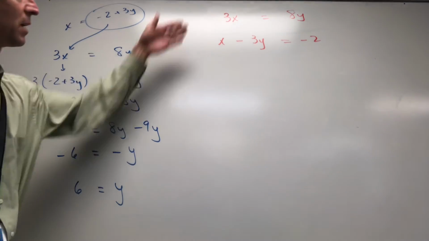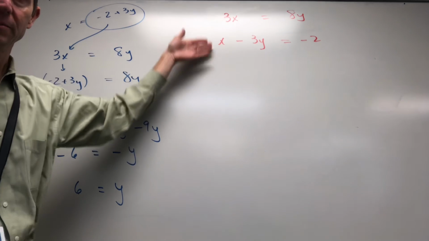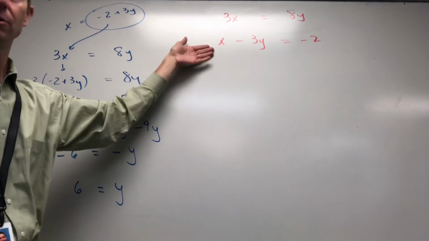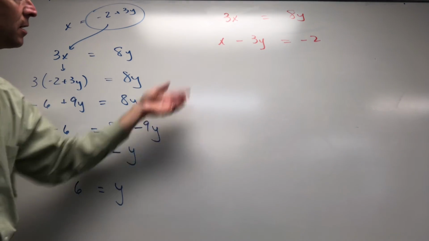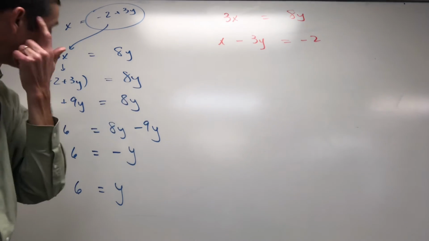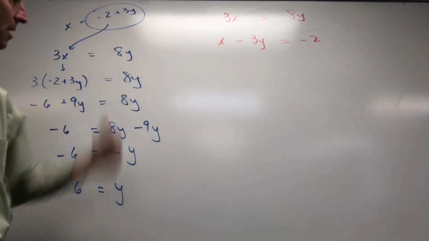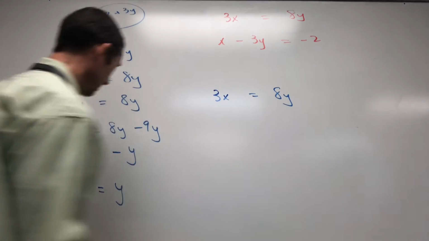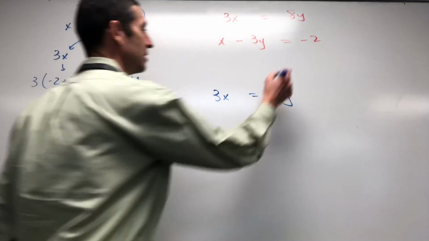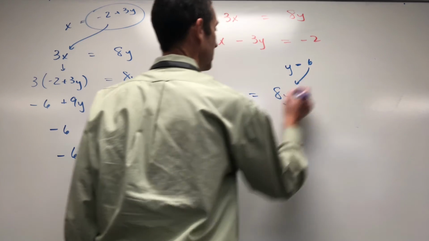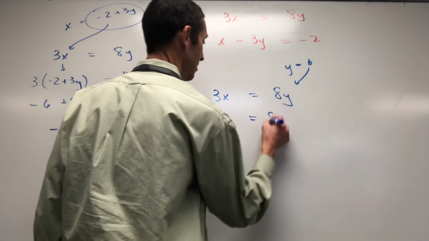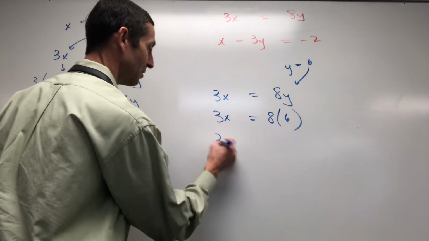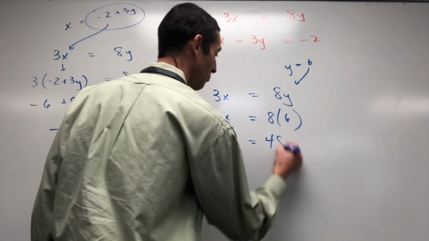So from here we go back to the beginning, and I just get to pick an easy equation to work with. You can pick the top one or the bottom one. Let's just pick the top one. Why not? 3x equals 8y. Take what you found for y. y equals 6. Plug it in there. 3x, 8 times 6 is 48.